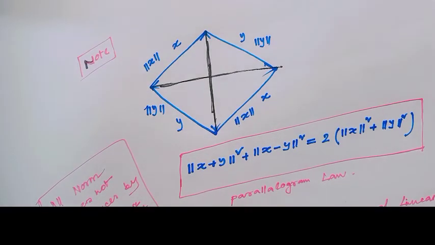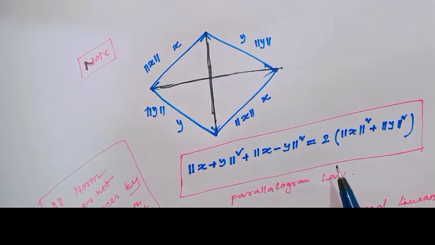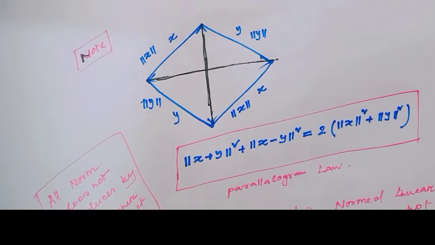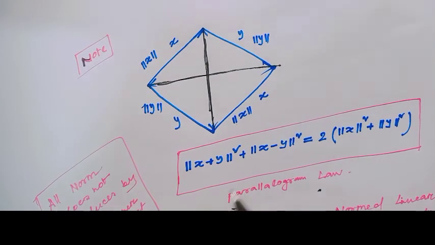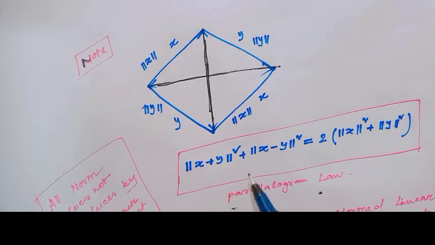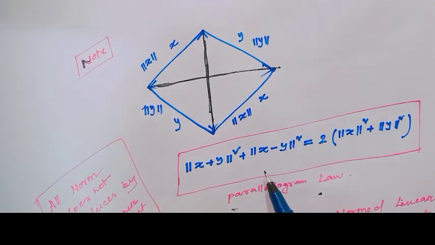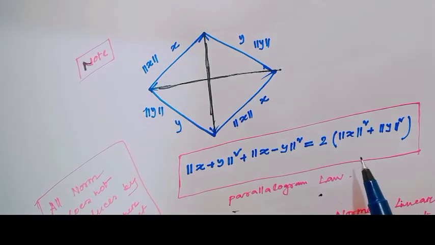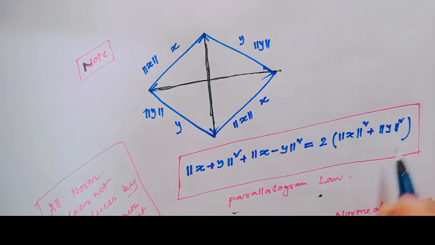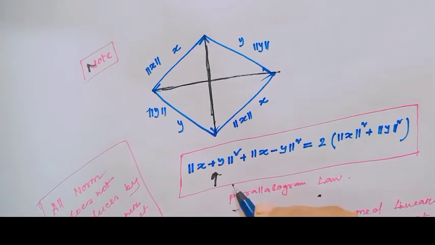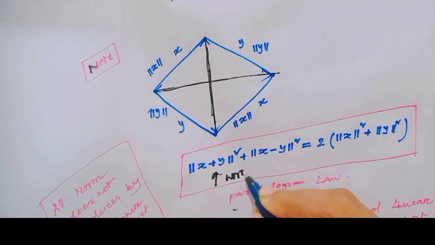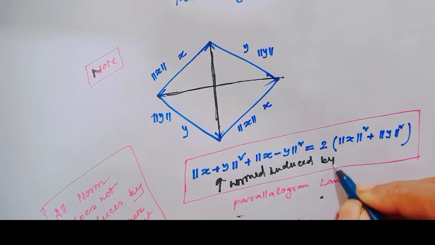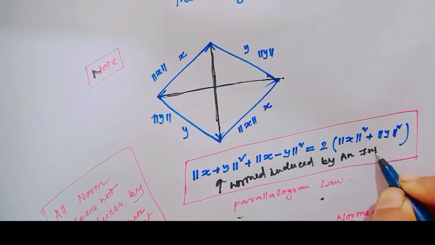Now we will see another inequality of such a norm which is induced by an inner product. The inequality is the parallelogram law, and the parallelogram law indicates that norm of x plus y whole square plus norm of x minus y whole square equals 2 times norm of x square plus norm of y square. This norm actually indicates the norm induced by an inner product. Okay.